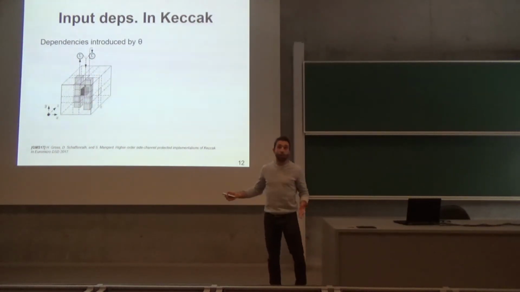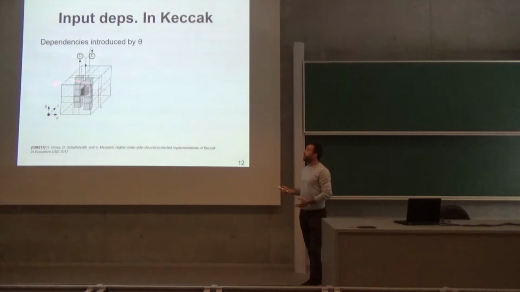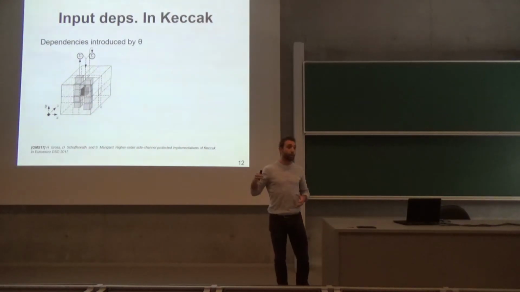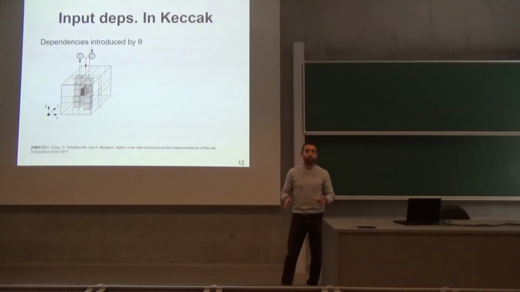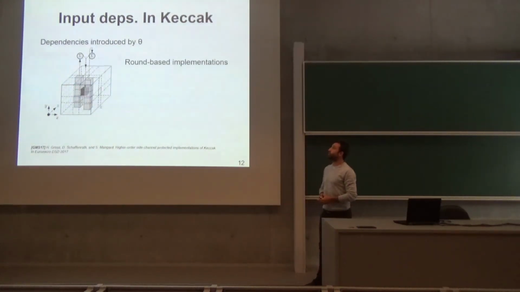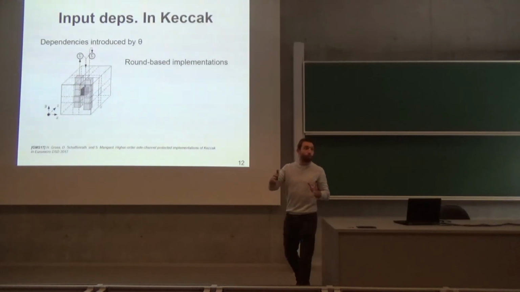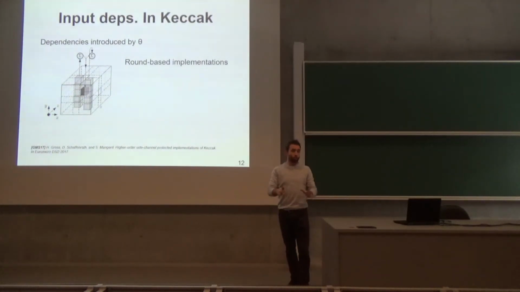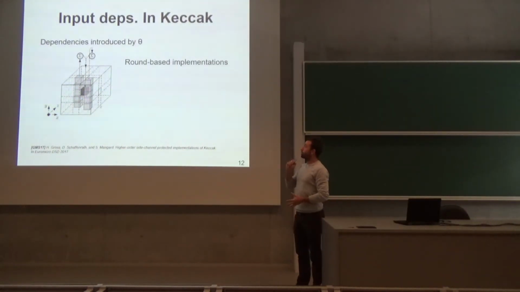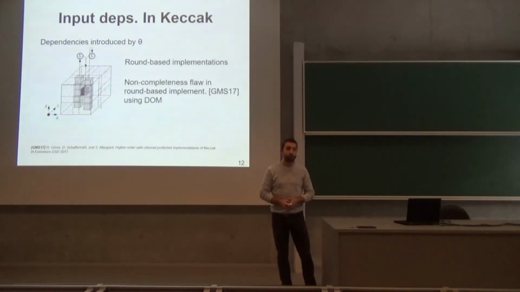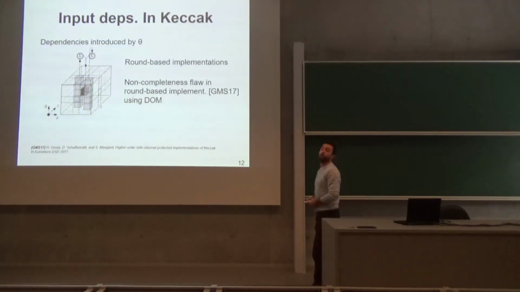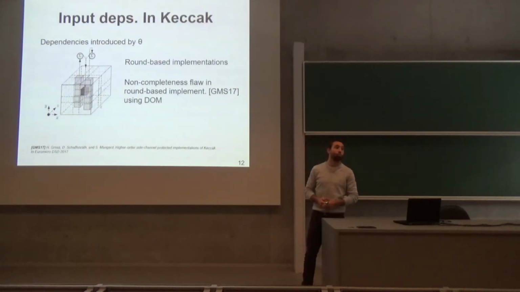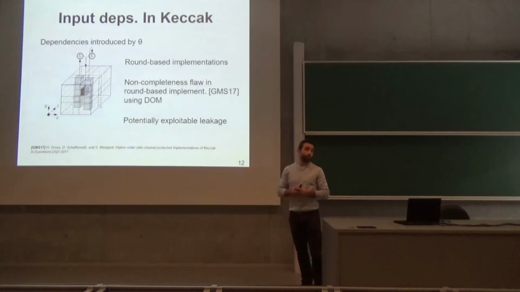For example, in Keccak, we have this first permutation theta introducing these intricate dependencies, which later on in the nonlinear operation might become dangerous. This is dangerous for round-based implementations, since all the permutations go one after another. In a sequential implementation, we would use registers in the middle, so dependencies would be broken. We found a non-completeness flaw in a round-based implementation of Gross et al., where they use a DOM sharing scheme to protect. This could lead to a potential exploitable leakage.